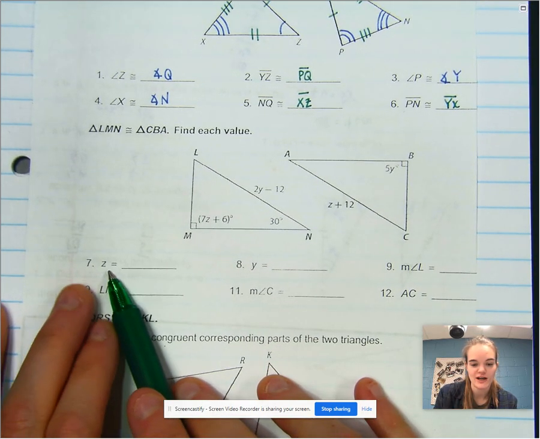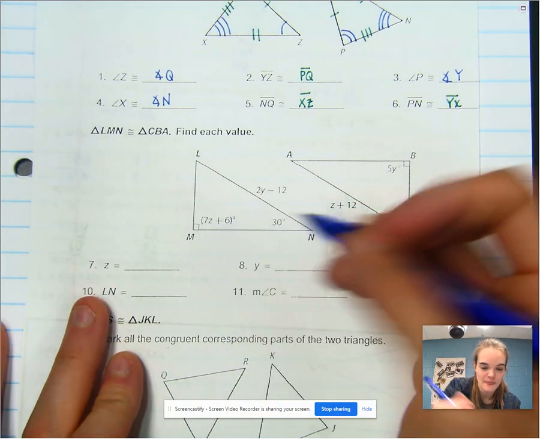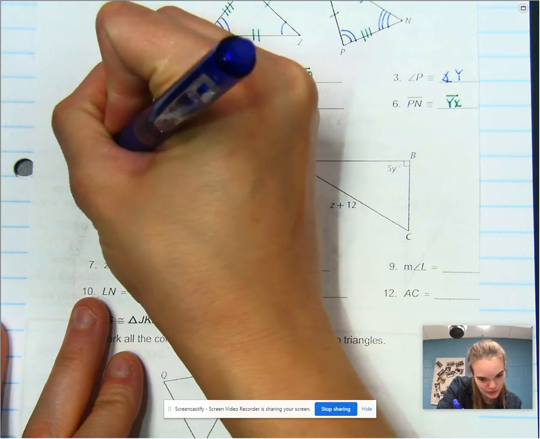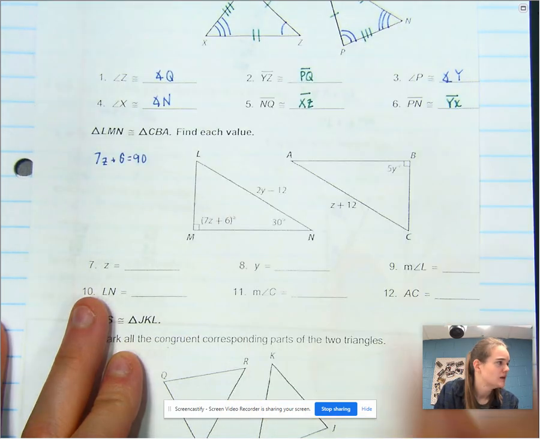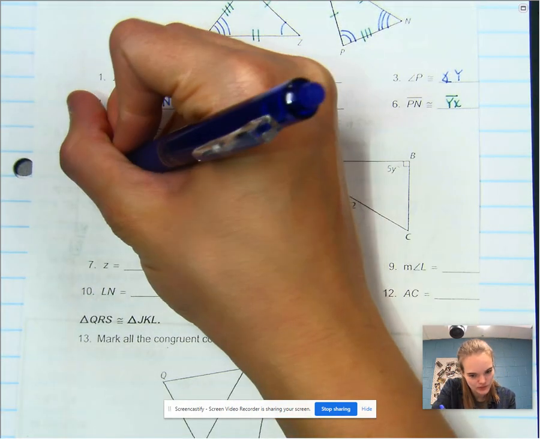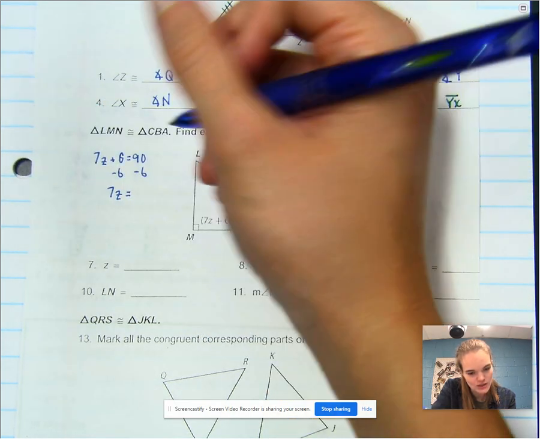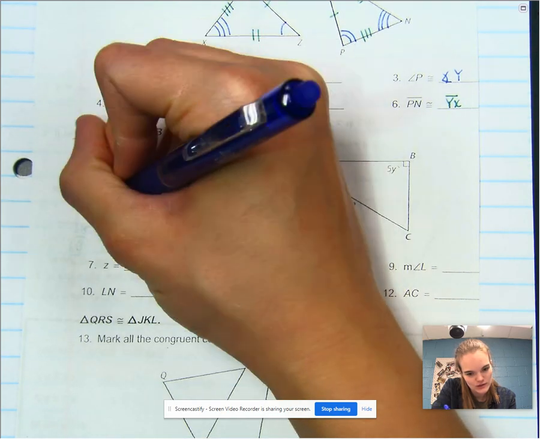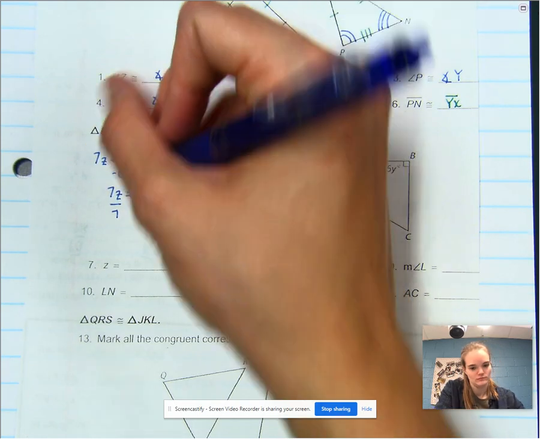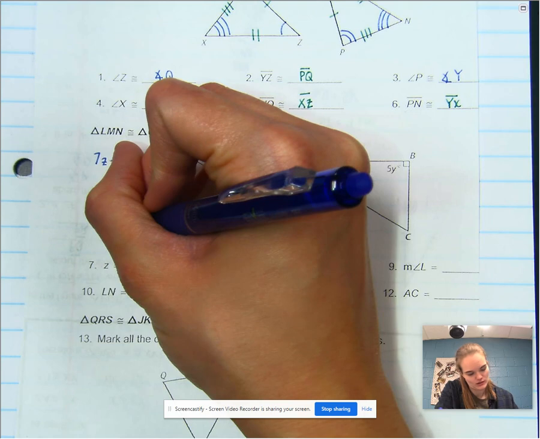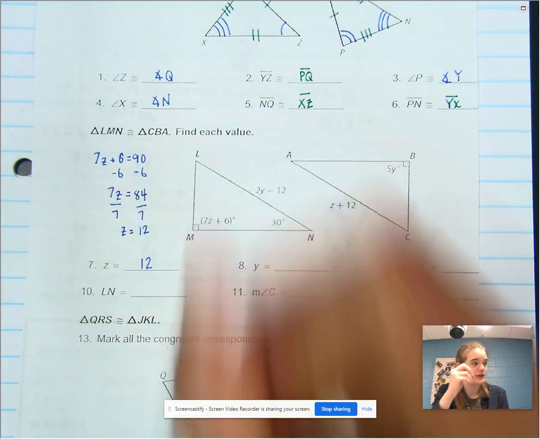So number 7 says find Z. Well, here is Z. Since that's the measure of an angle right here, we're going to be able to set that equal to 90. Okay, subtract 6. 7Z equals 84. Divide by 7. And Z is 12. So Z is 12. That's the answer to number 7.